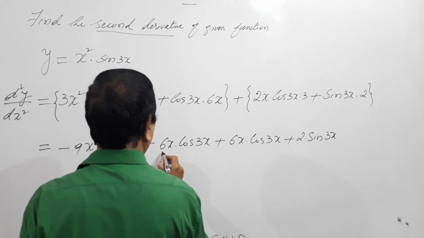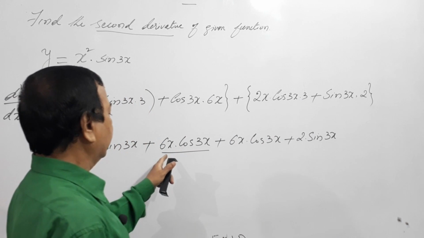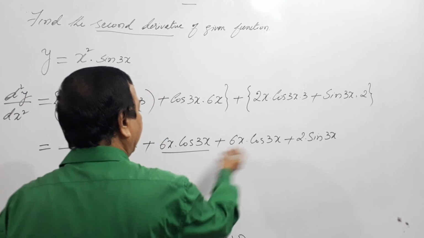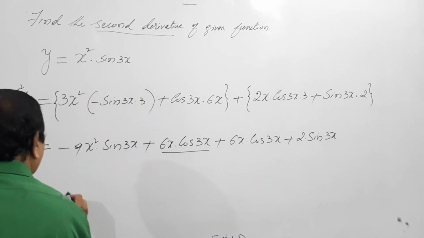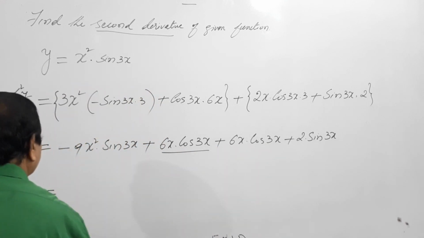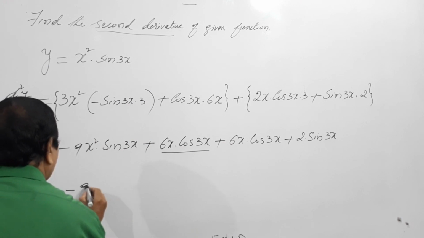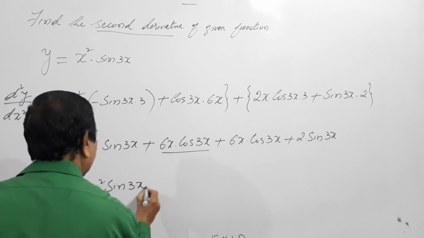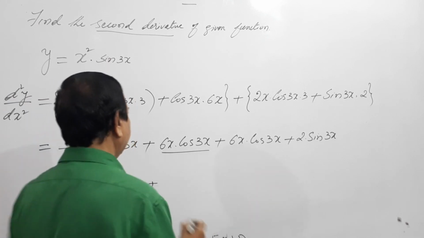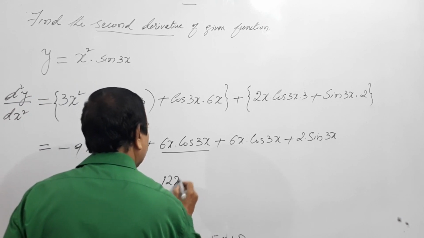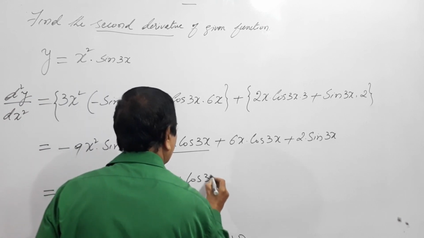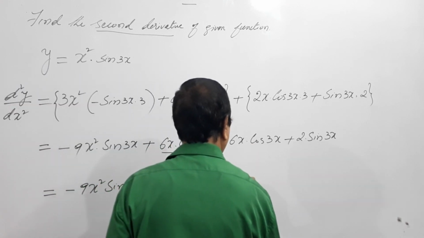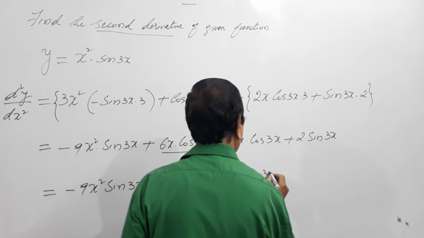So you have 1 6x into cos 3x, you have another 6x into cos 3x, so we will add those two. So this equals to minus 9x square sin 3x plus 6x, and this becomes 12x into cos 3x, because both are same, so I have added this plus 2 sin 3x.